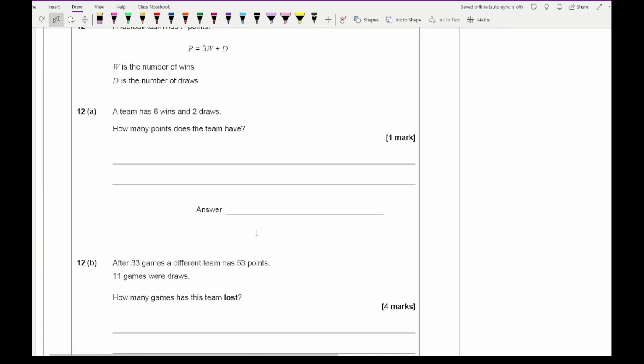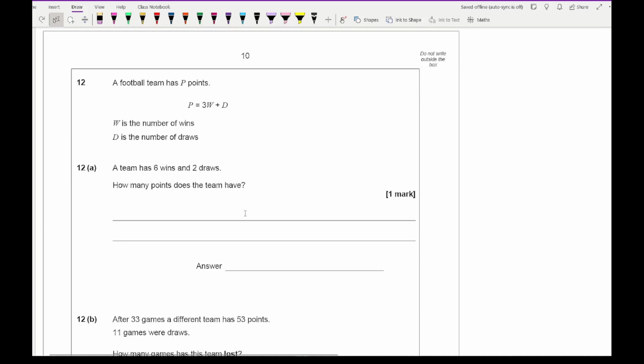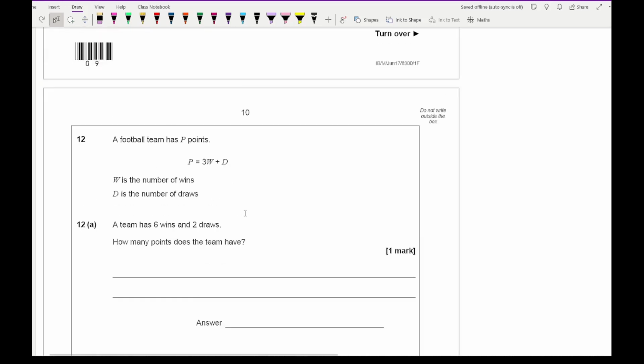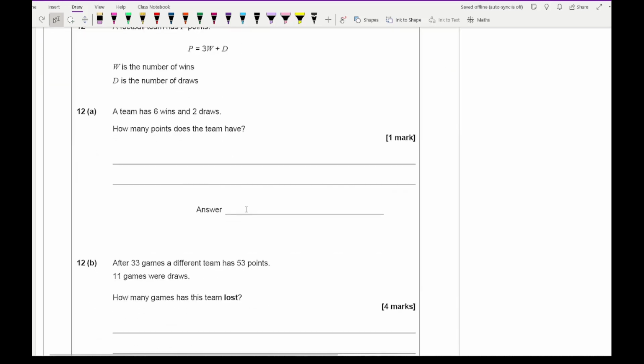And looking at question 12, it says that a football team has P points, and the formula to calculate the number of points is P equals 3W plus D. The team has won 6 games and 2 draws. How many points do they have? 6 times 3 plus 2, 18 plus 2.